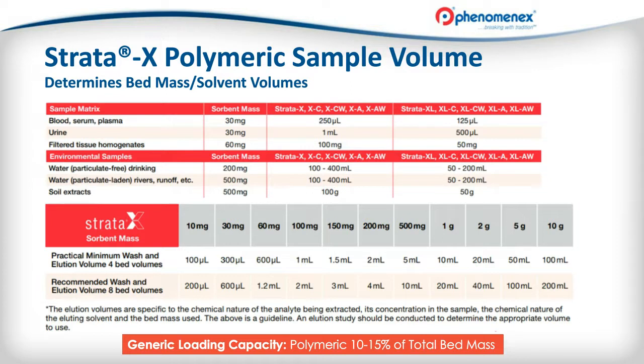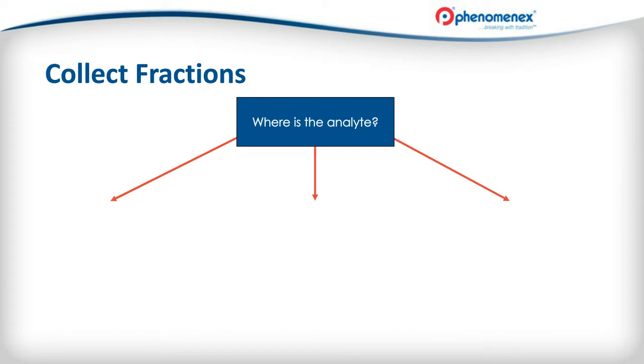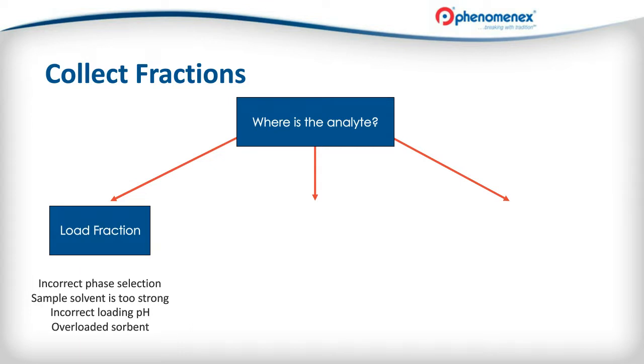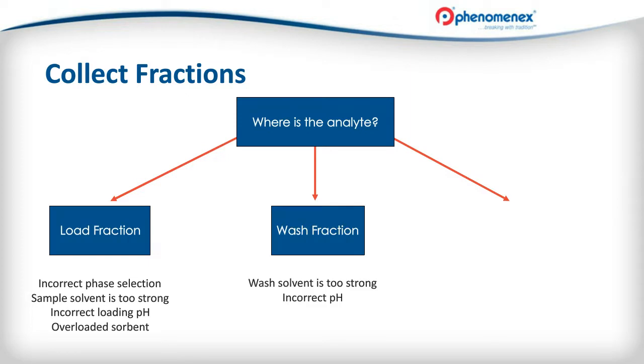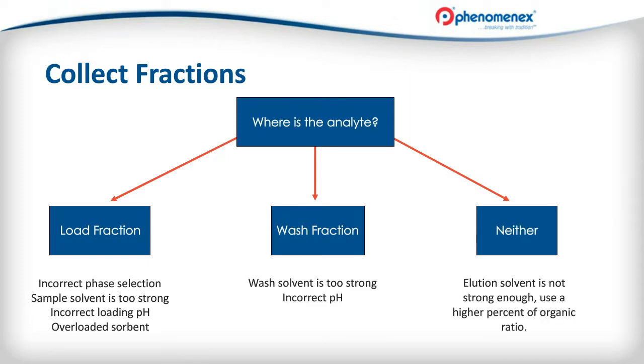What we recommend, and I think it can be difficult to actually do this, is collecting your fractions. If you're losing recovery of your analyte, it must be going somewhere, whether it's coming through in the load fraction in particular. Where we find it will tell us how we need to modify our method. If we're losing it in the load fraction, maybe we overloaded the sorbent, maybe we picked the wrong phase, maybe the pH was incorrect, or maybe the sample solvent was too strong. If we lose it in the wash solvent, maybe the wash solvent was too strong. And if we don't find it anywhere, it's possible that it's still stuck on the sorbent, so maybe we need to increase the amount or the strength of our eluting solvent.